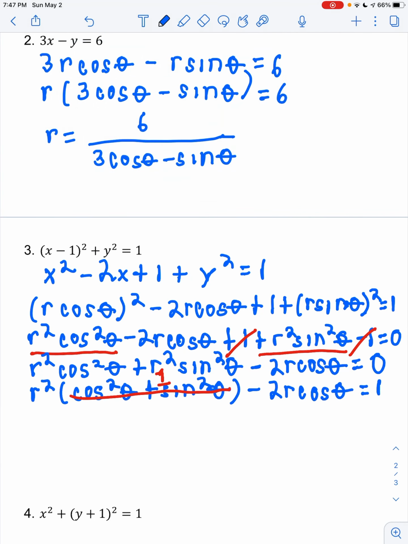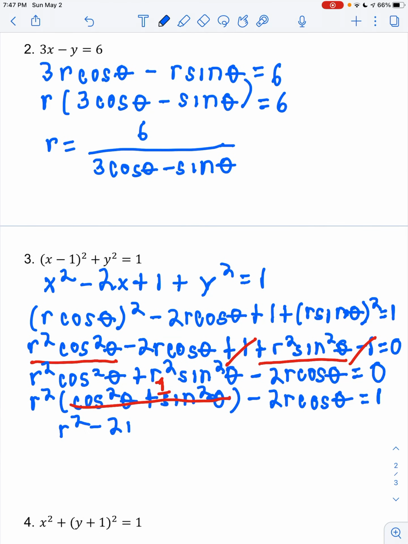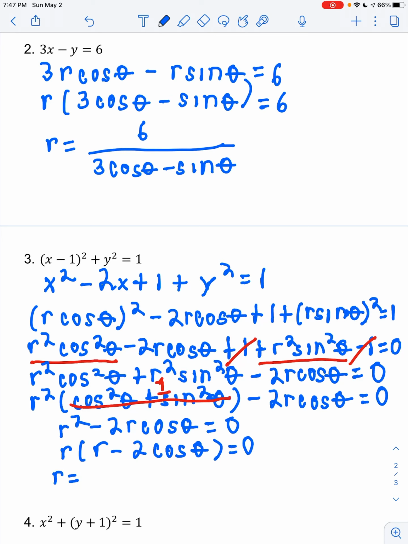And so we really have r squared minus 2r cosine theta equals, that should be a 0 on the right side. That's my mistake. That should have been 0. So at this point, I can factor out an r from both terms, and I have r times the quantity r minus 2 cosine theta equals 0. That gives me two solutions, r equals 0 or r equals 2 cosine theta.